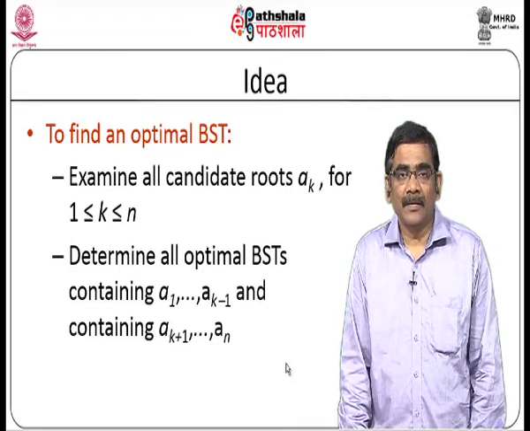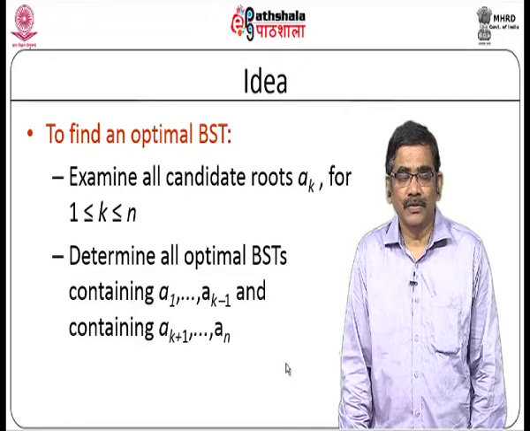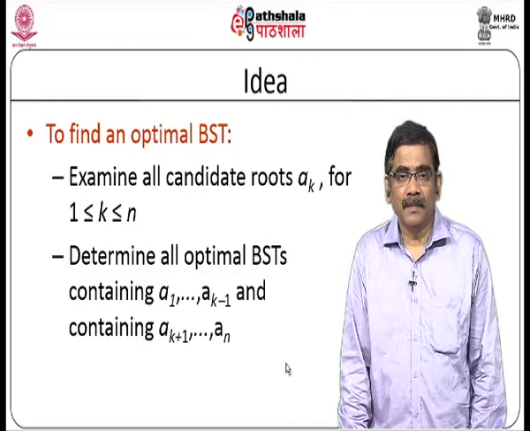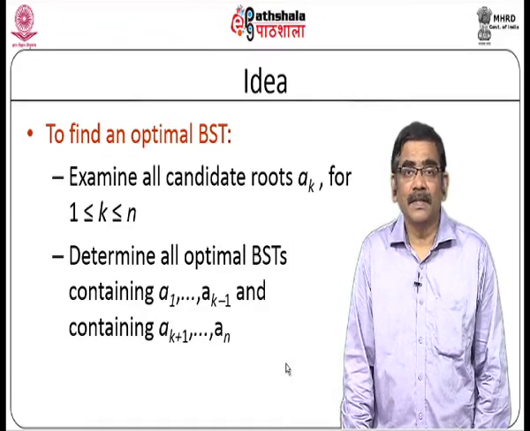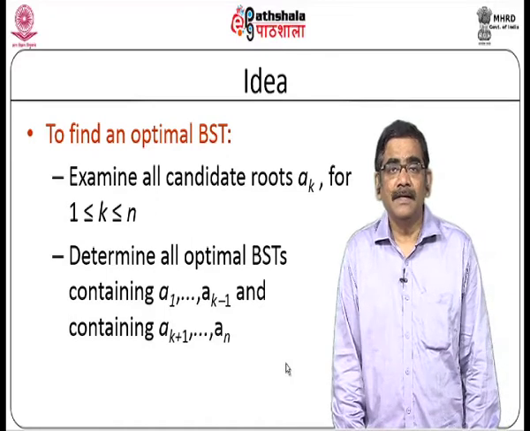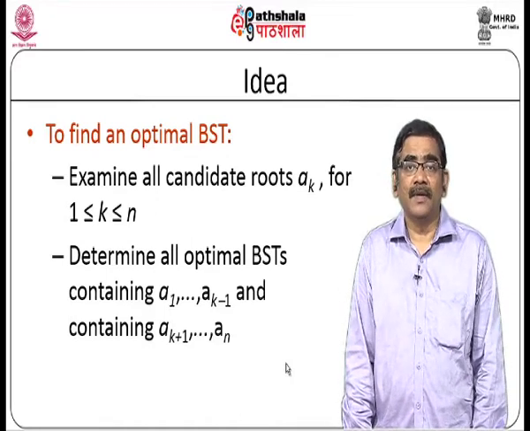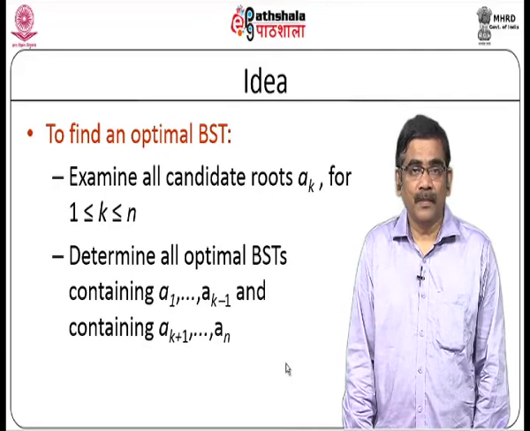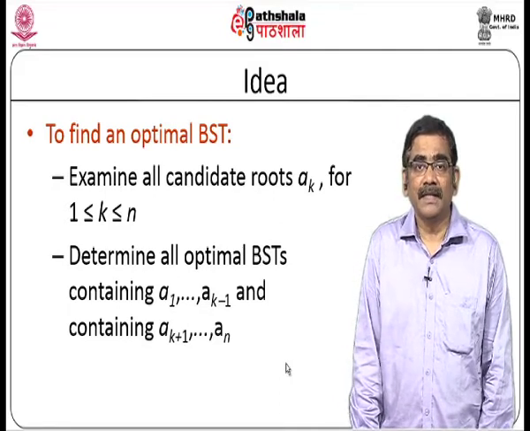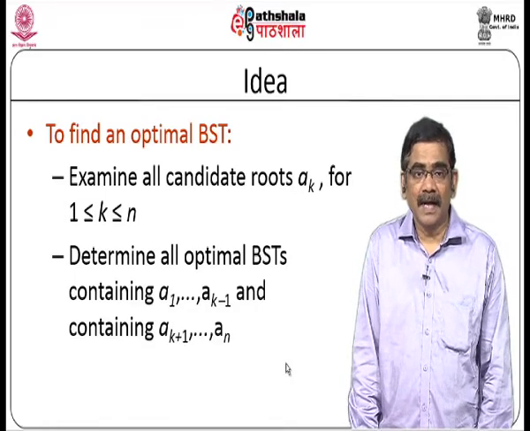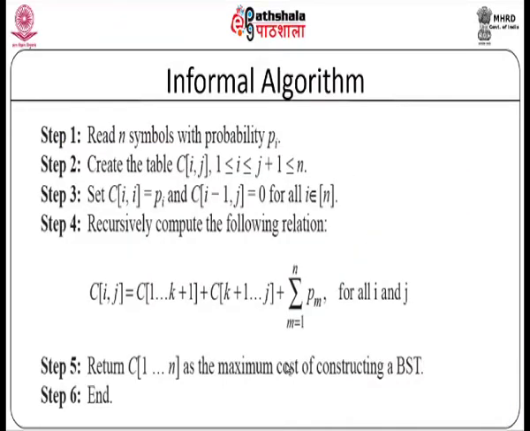So, now we have two subproblems which can further be divided into two subproblems each. In that manner, we have a number of subproblems from the original problem. And incidentally, all these subproblems happen to be overlapping in nature. Therefore, we can come to the conclusion that dynamic programming is apt for this. So, this is the informal algorithm.